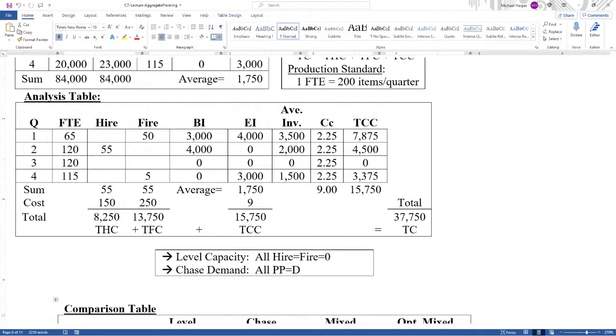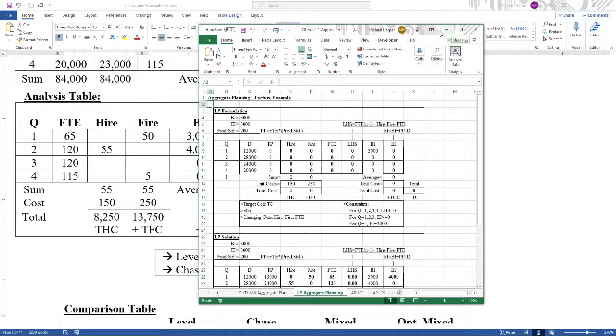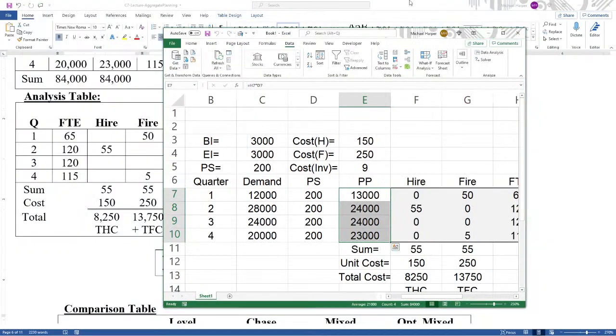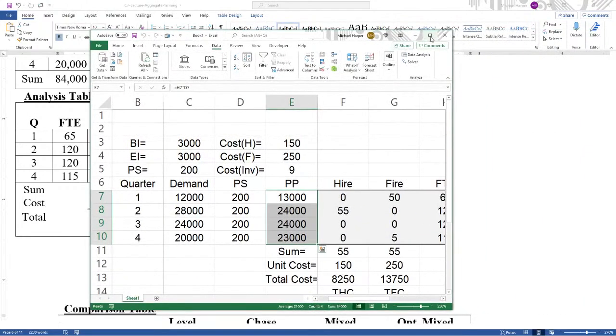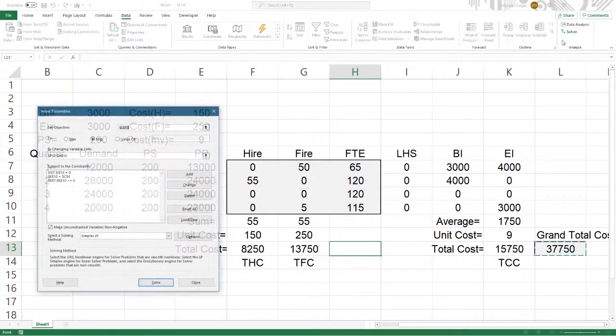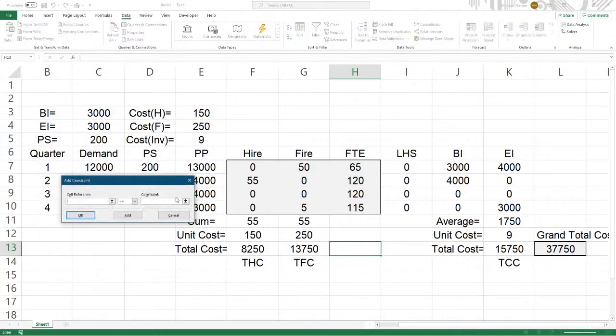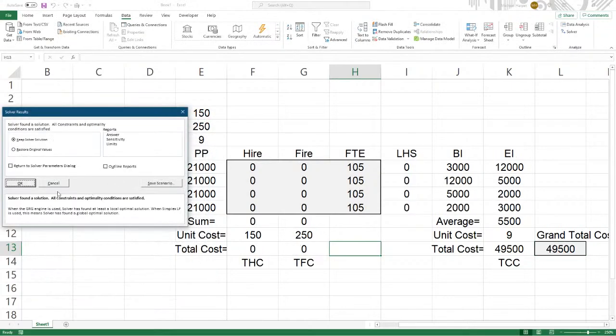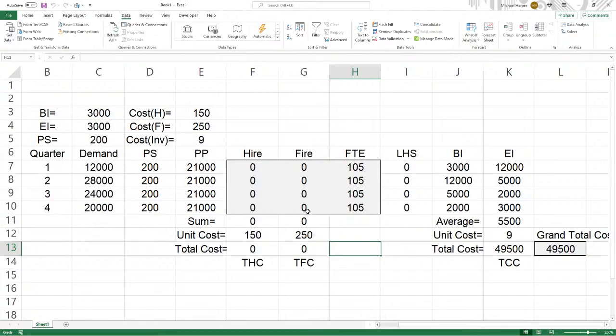You can take this minimum cost here. What if we wanted the cost of a level plan? How would we do that? Well, you could take the Solver here and add a constraint. You want all the hiring and firing to equal 0. Because remember, if you hire and fire nothing, that's going to be level. Say solve, and there's my level plan. And there it is, 49.5.